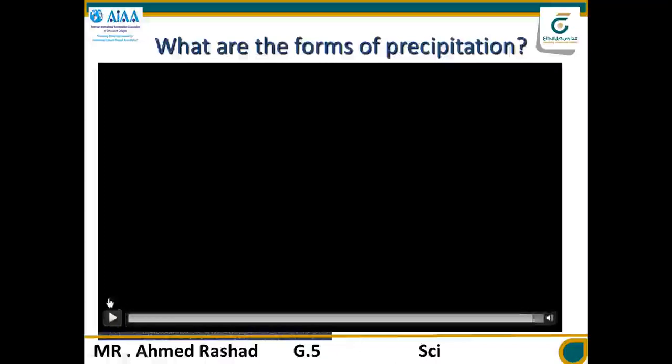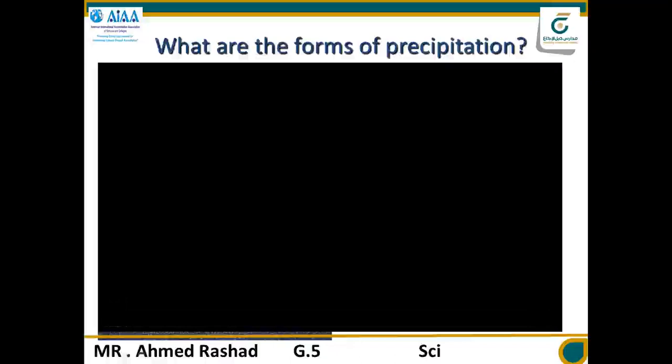Okay, excellent. This video explains how the different kinds of precipitation form. We have four kinds of precipitation. Number one is liquid drops, which is rain, and we have three kinds of frozen precipitation: hail, sleet, and snow.